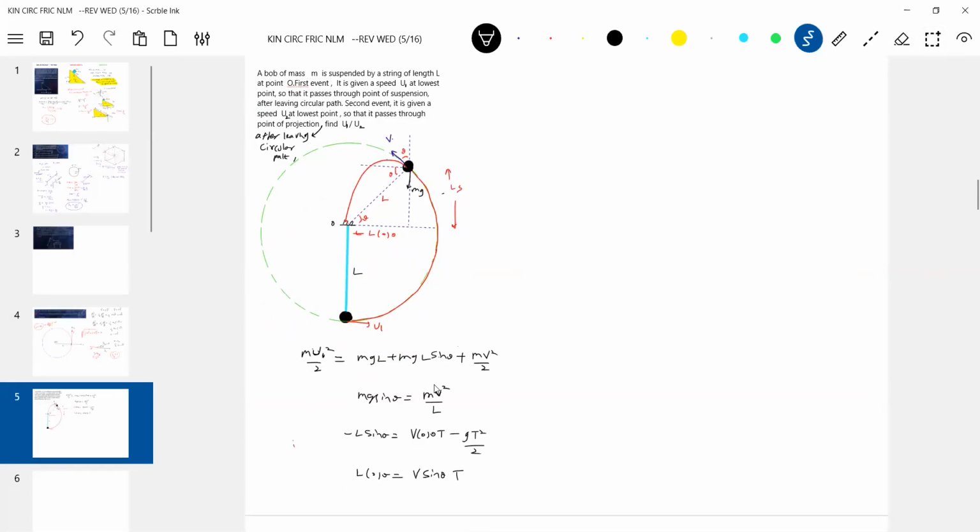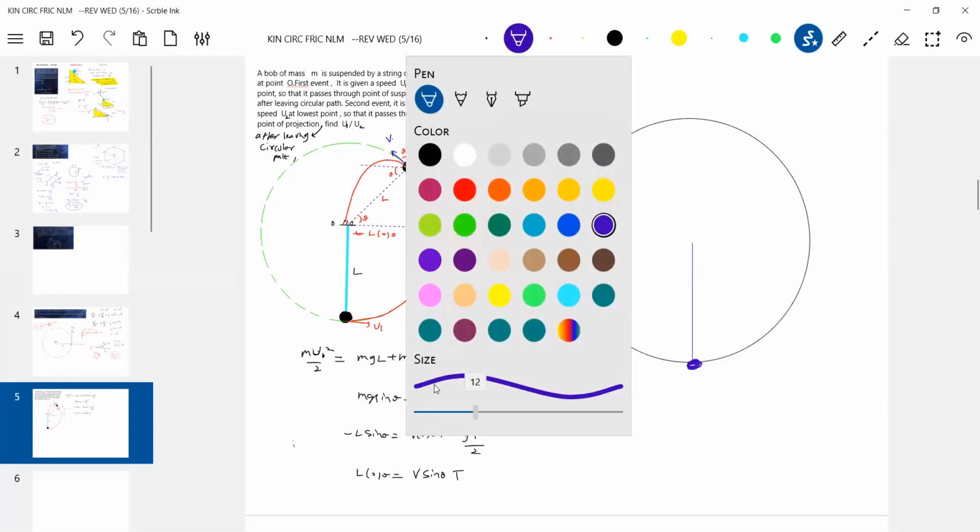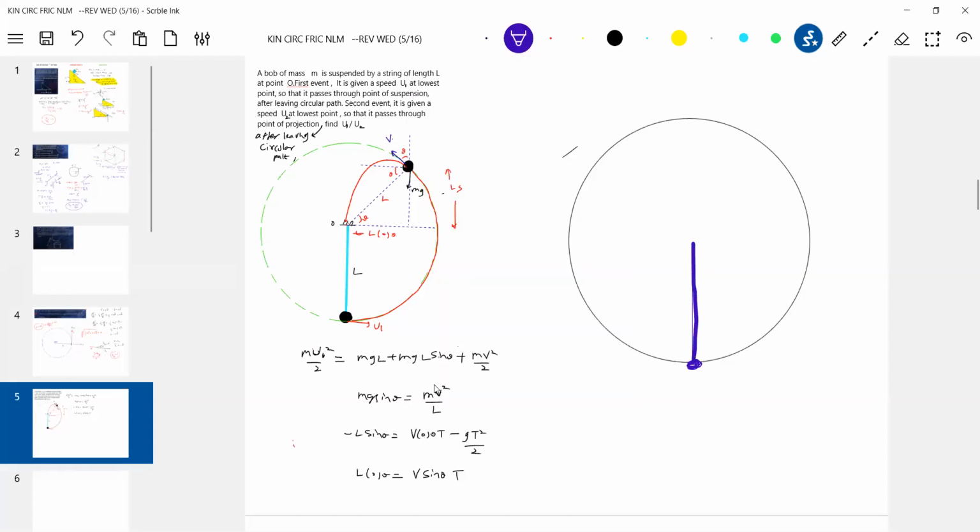And the second situation, I don't draw the diagram. Practically it is possible for it to leave the circular path and pass through the point of projection also. Of course, we don't have many numericals in our books, but it is practically possible. Just be careful, such conditions can be asked. After leaving the circular path, somewhere it will come here.